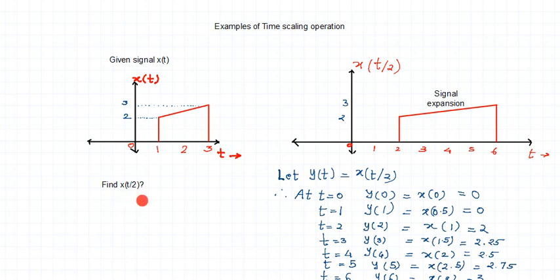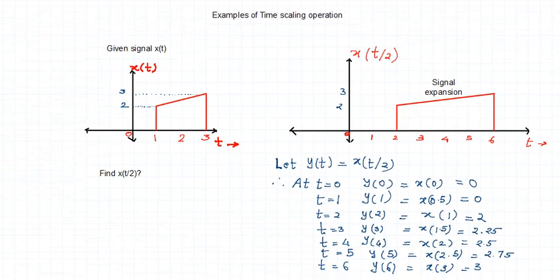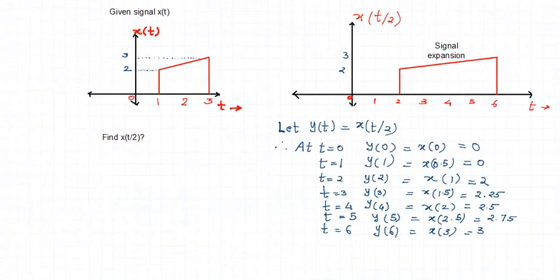So let us analyze this. How is this particular operation resulting in signal expansion? For that we'll again do the same thing. We want x of t by 2, so we'll say let y of t be x of t by 2. Now we'll analyze this for all the time instants. Let us start at t is equal to 0. When I substitute t is equal to 0 here, I get the first value, y of 0. With t equal to 0, it becomes x of 0.